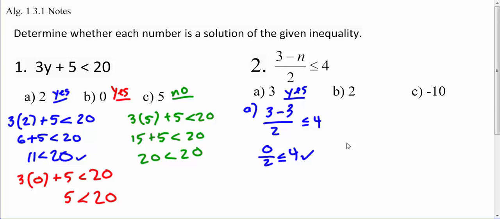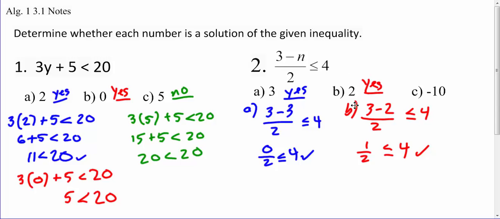For part B, I'll work over here, I suppose. We'll do 3 minus 2 divided by 2 less than or equal to 4. So that's 1 over 2 less than or equal to 4. Again, that's a true statement. So we would say for part B that the answer is yes.